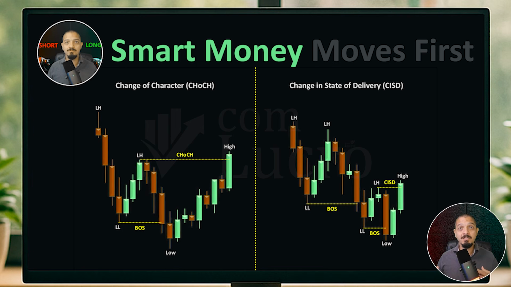Understanding change in the state of delivery helps you recognize when price is no longer delivering as expected and when a real shift is taking place. This is a key piece that ties inducement, structure, and execution together into a complete trading framework.